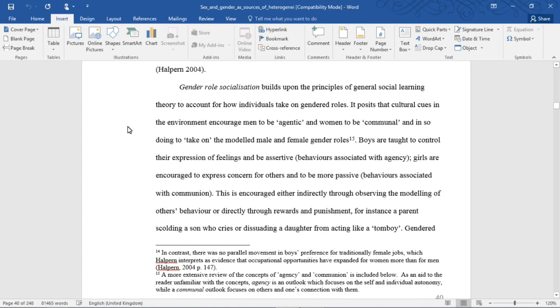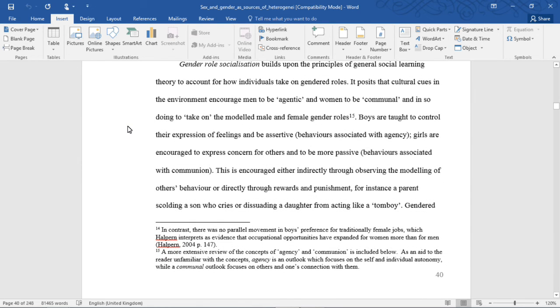Gender role socialization builds upon the principles of general social learning theory to account for how individuals take on gendered roles. It posits that cultural cues in the environment encourage men to be agentic and women to be communal, and in so doing, to take on the modeled male and female gender roles.